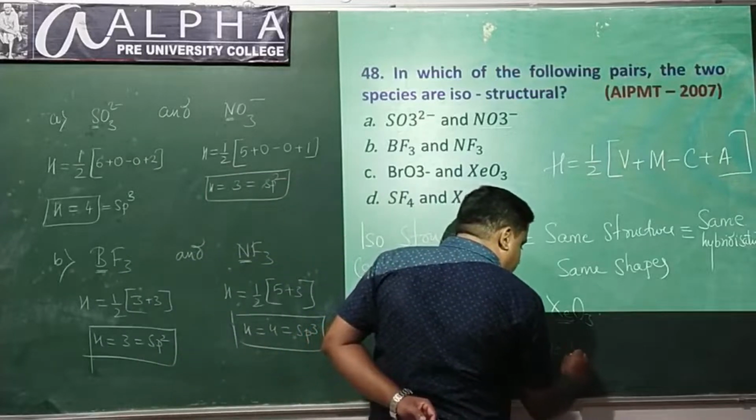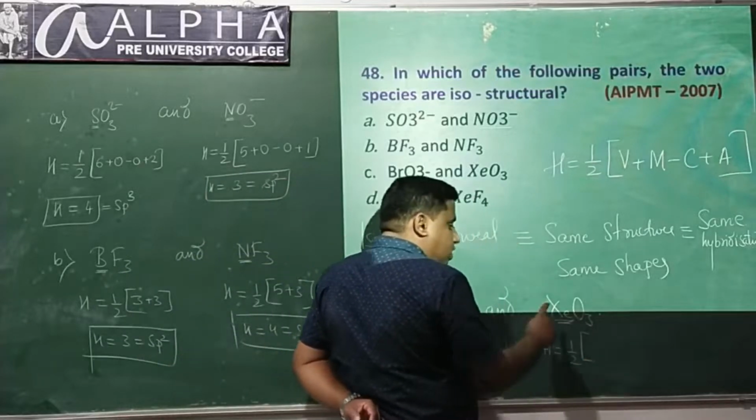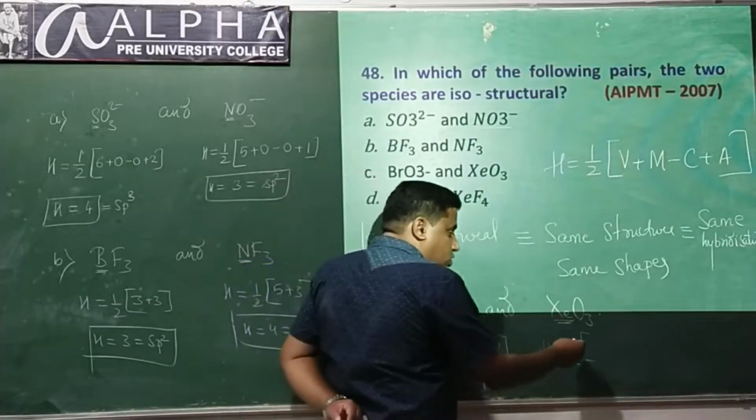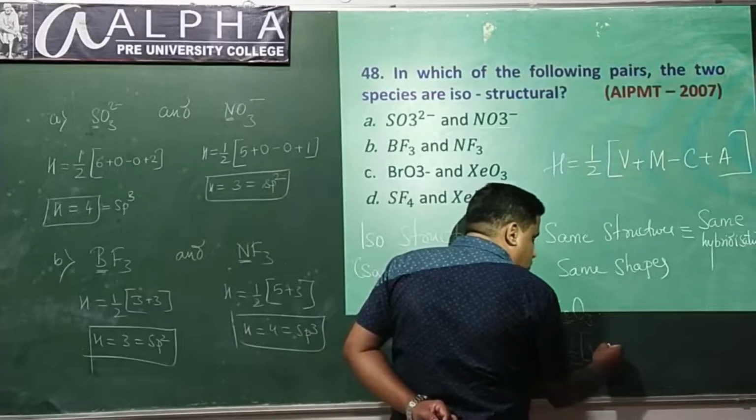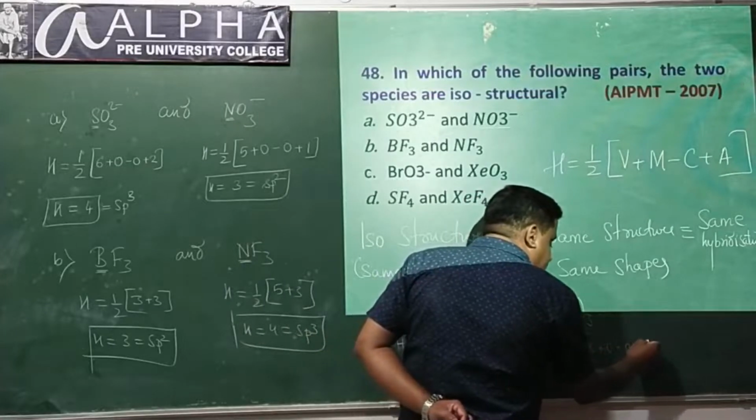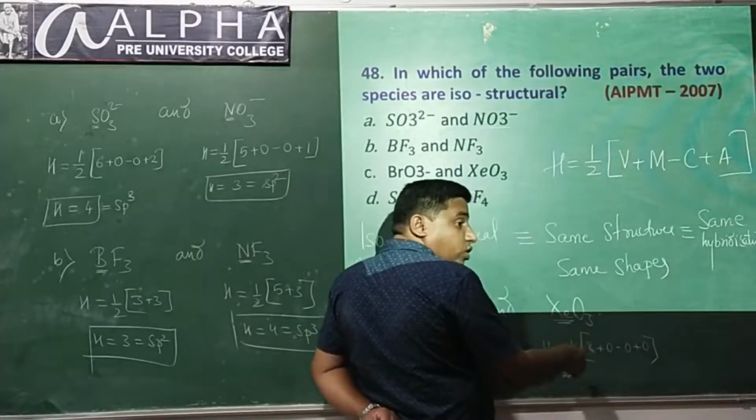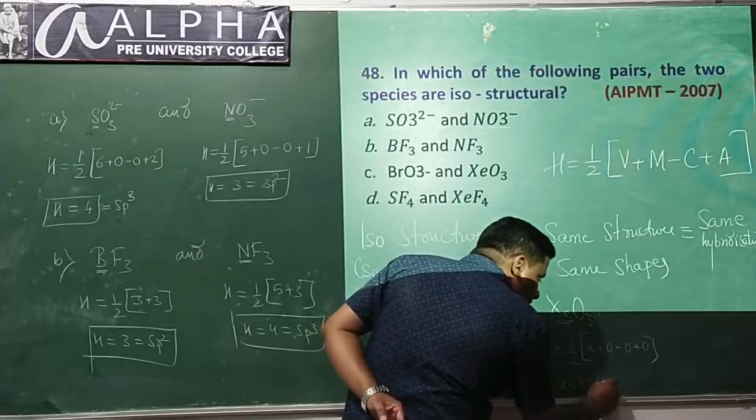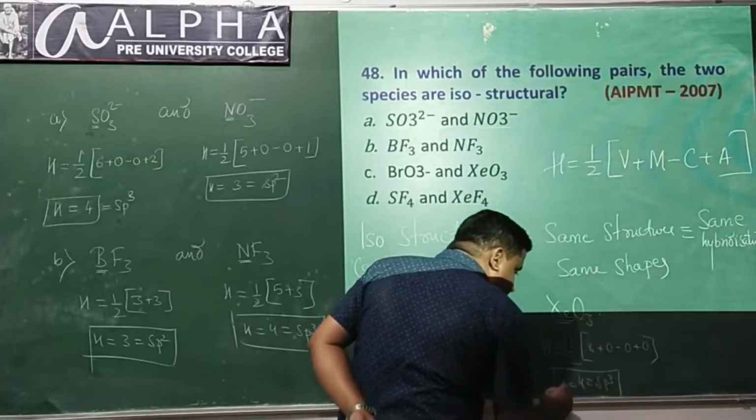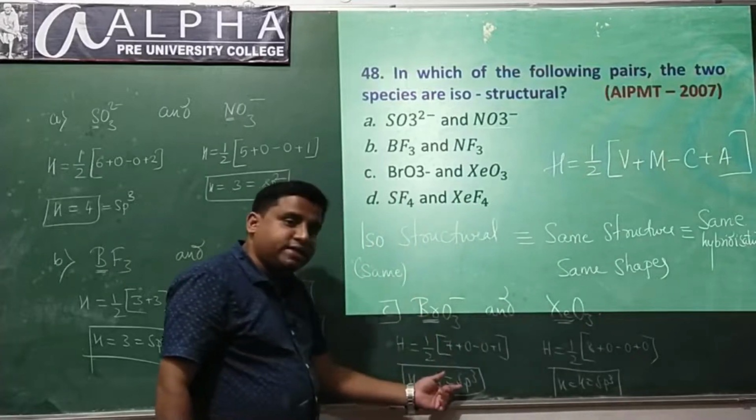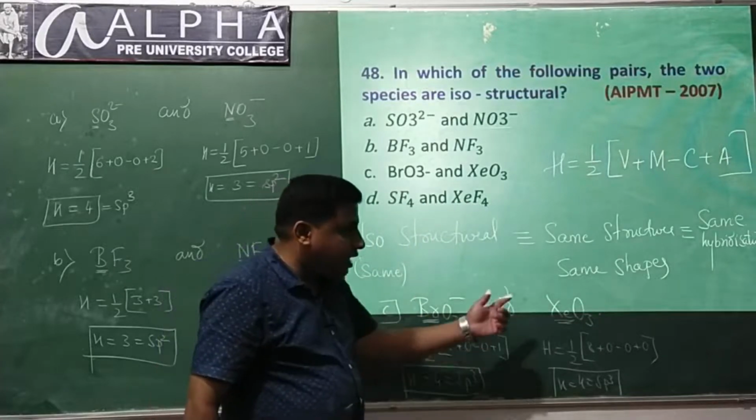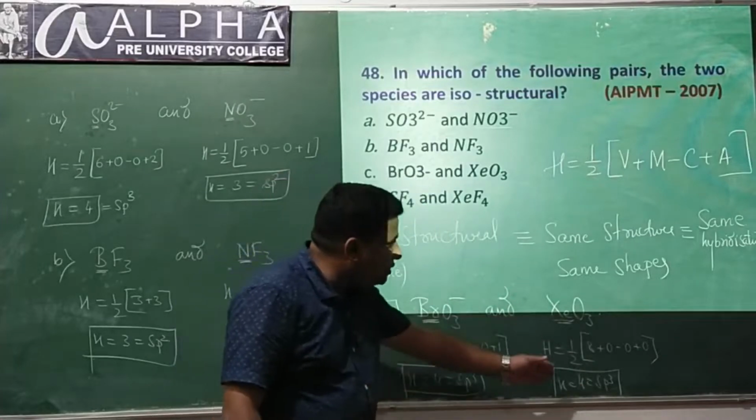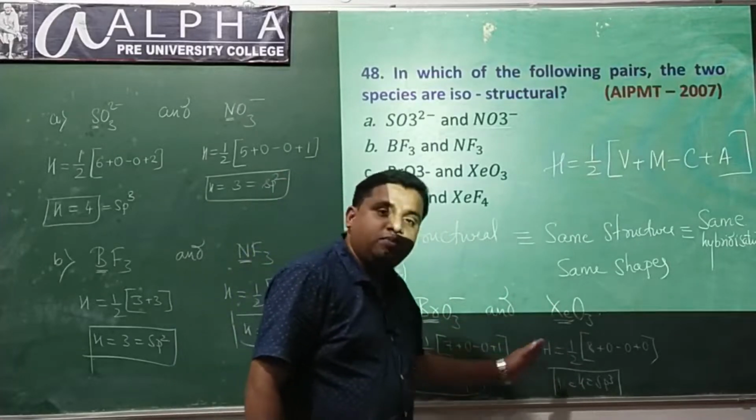Now going on to this, calculate hybridization. H is equal to half of xenon, 18th group, means 8 valence electrons, monovalent atom 0, positive charge 0, negative charge 0. Half of 8 is 4, which means sp3 hybridization. BrO3 minus is sp3 hybridized, XeO3 is also sp3 hybridized, same hybridization.